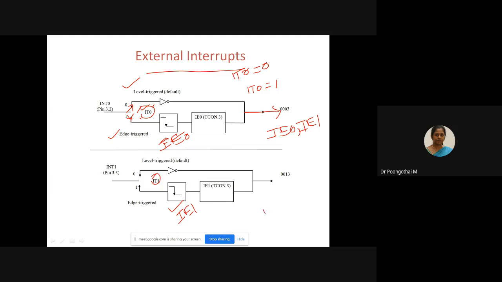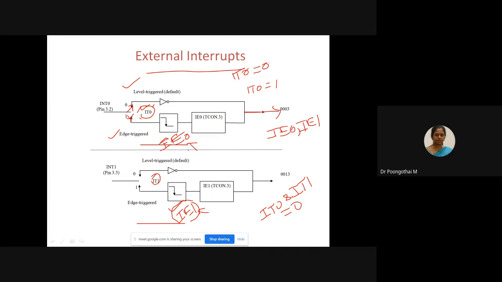If IT0 and IT1 are equal to 0, it means your hardware interrupts are low level triggered signals. So these two flags are not used at all. These two flags are used internally by the 8051. So the programmer or user is not concerned with these bits, since they are only for internal use. The microcontroller can set or reset IE1 and IE0.